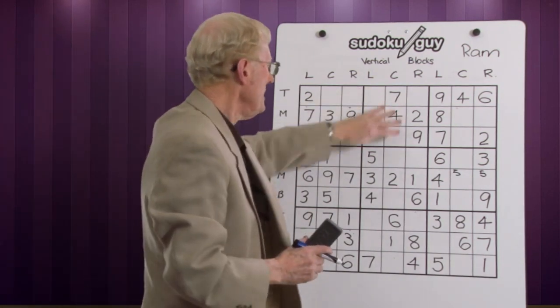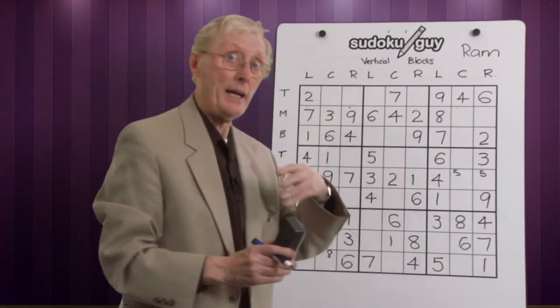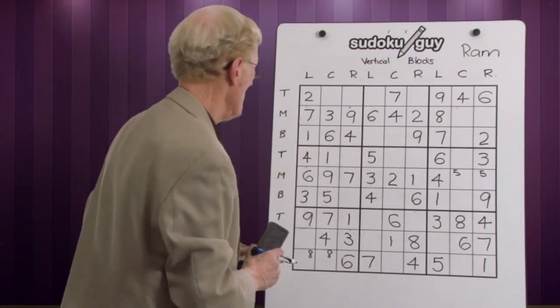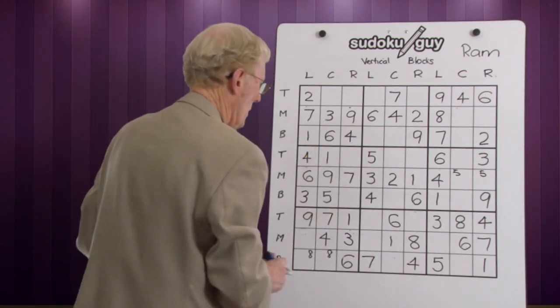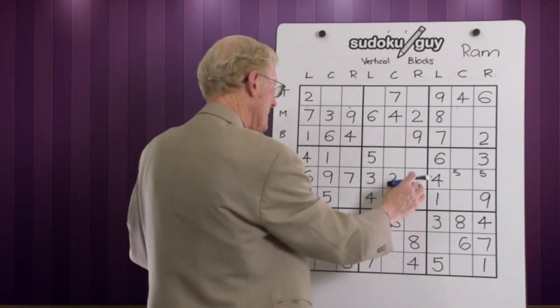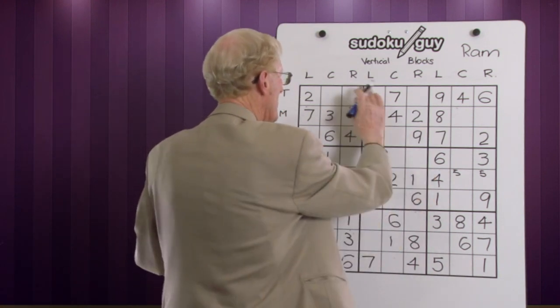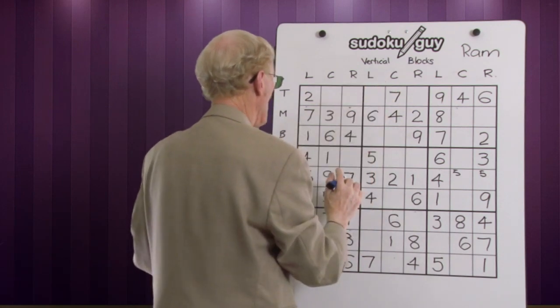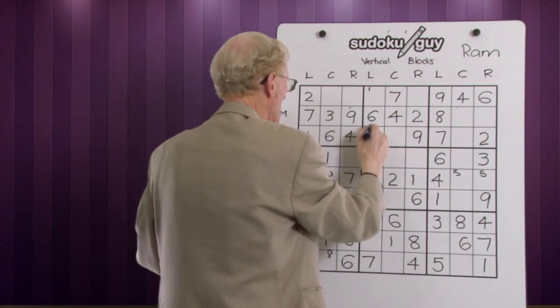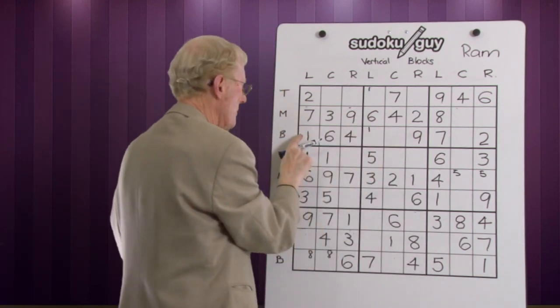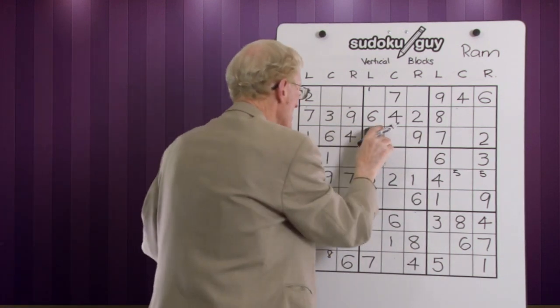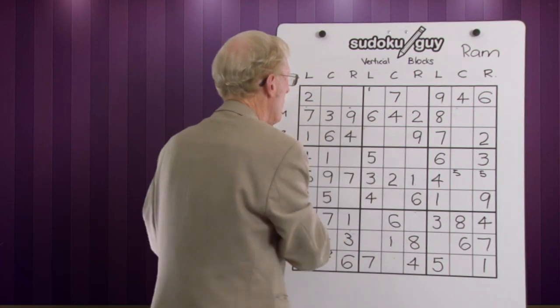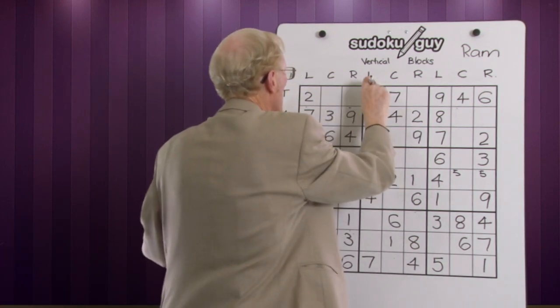Now we'll do these 3 vertical blocks and include RAM as well. Let's take the 1s. Well, here's a 1 in the center. Here's a 1 in the right. Whatever goes in this block has to be on the left. And we could put it there, or we could put it there. But guess what? We look over here and there's a 1 already there. So that cancels out that 1. This becomes the 1.